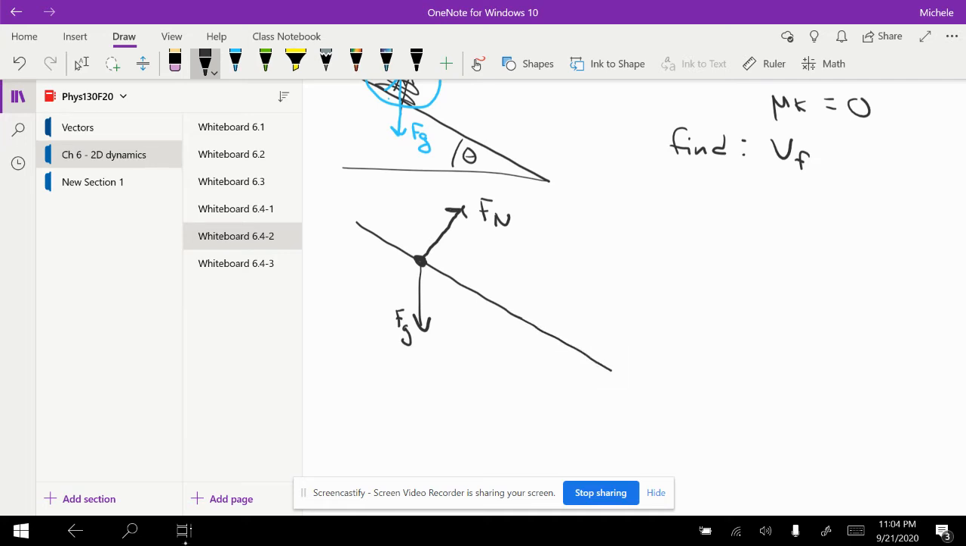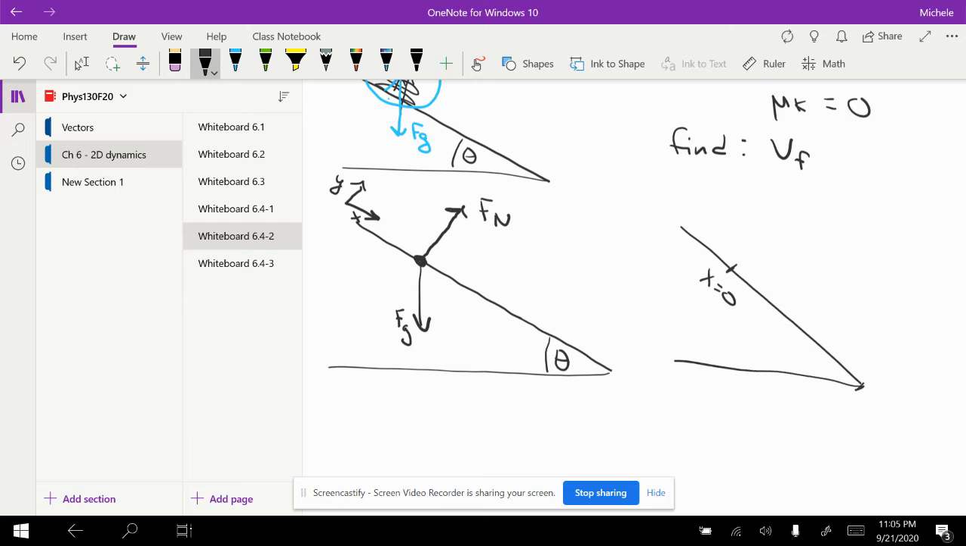Okay, and I'm going to draw this. Now this is my theta. And what I'm going to do is rotate my coordinate system. So I'm going to now say that x is down the hill, and this is y, so y is perpendicular to the down the hill direction. And she starts here, at x equals 0. And at the bottom of the hill, this is going to be my x final.